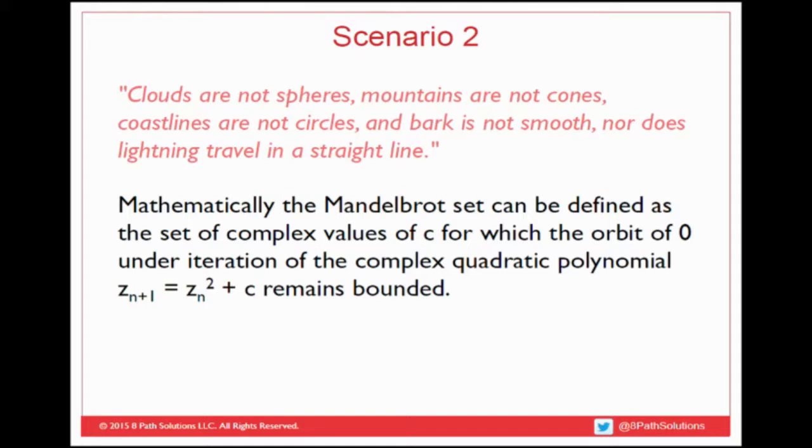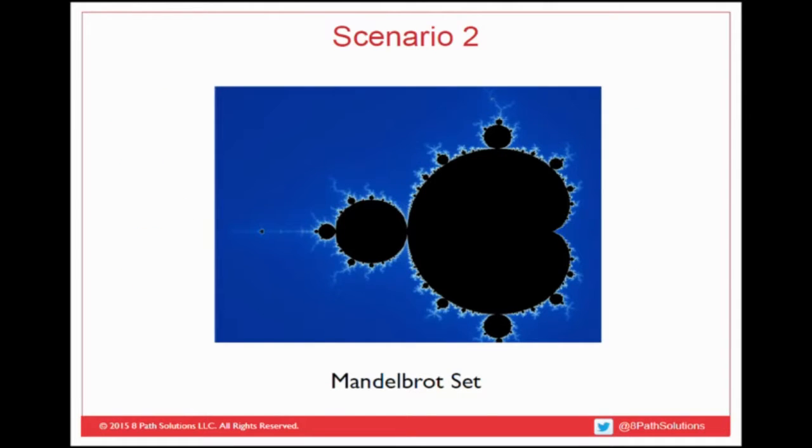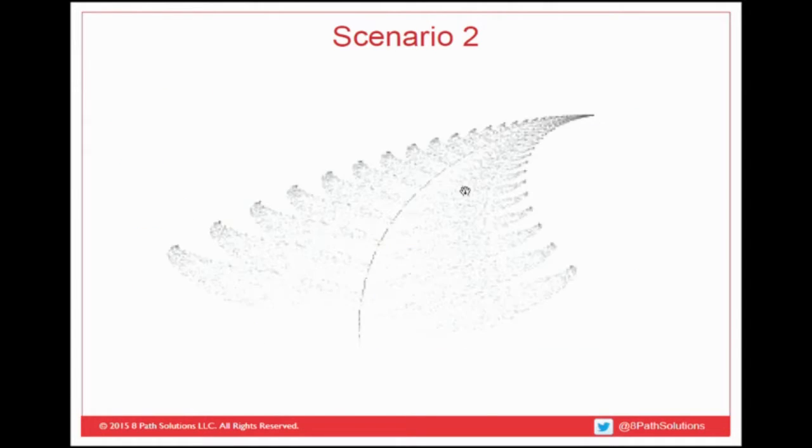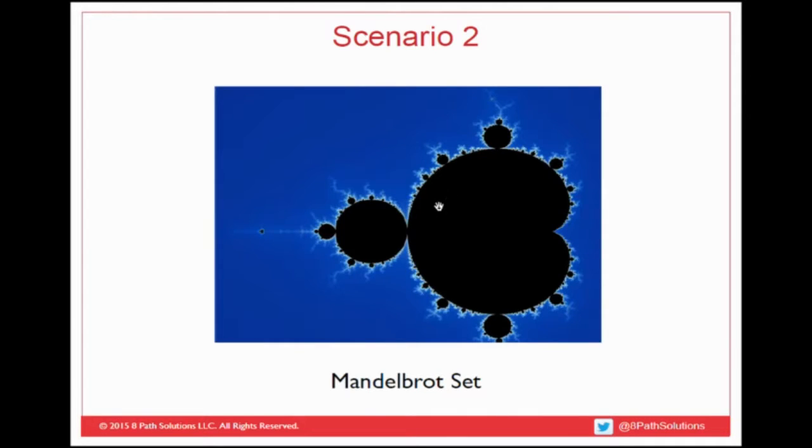Mathematically, the Mandelbrot set can be defined as a set of complex values of C for which the orbit of 0 under iteration of complex quadratic polynomials remains bounded. Oops. So what does that mean? Let's see.